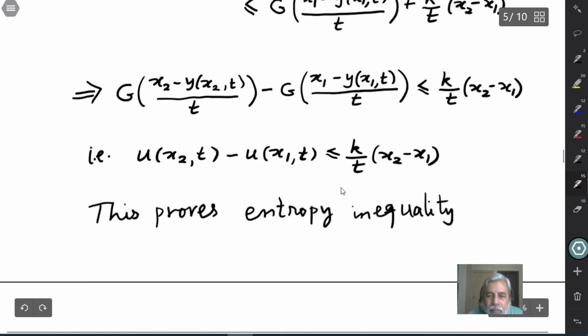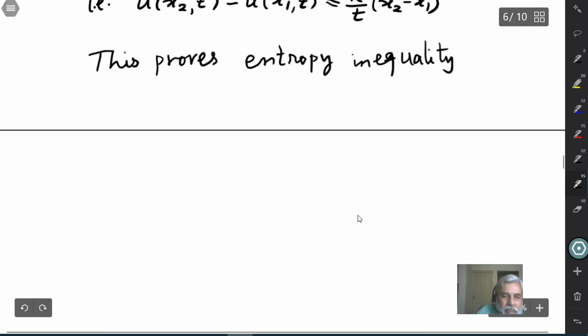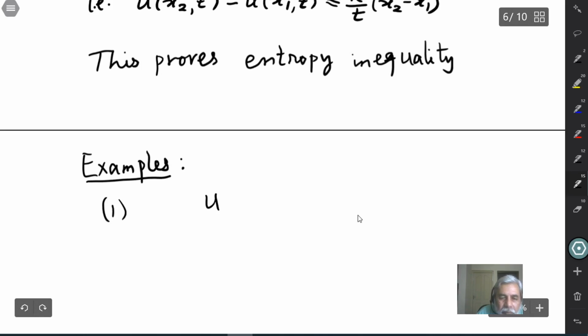Now let's do some simple examples and see the use of the Lax-Volinic formula. These examples we have already done from a different point of view, so again, let me redo them using the Lax-Volinic formula. The first one is Burgers' equation with u(x,0) equal to u0(x).